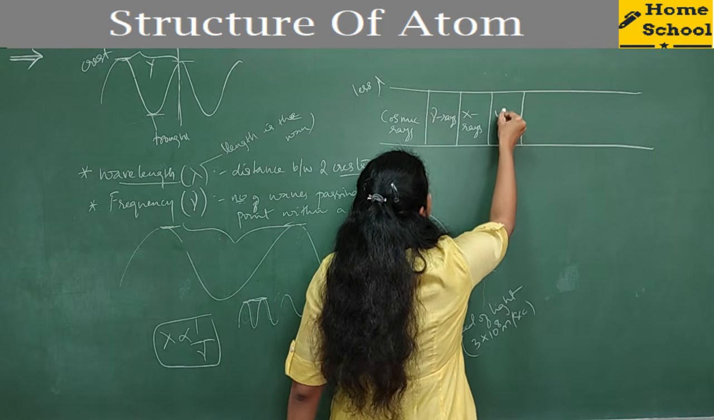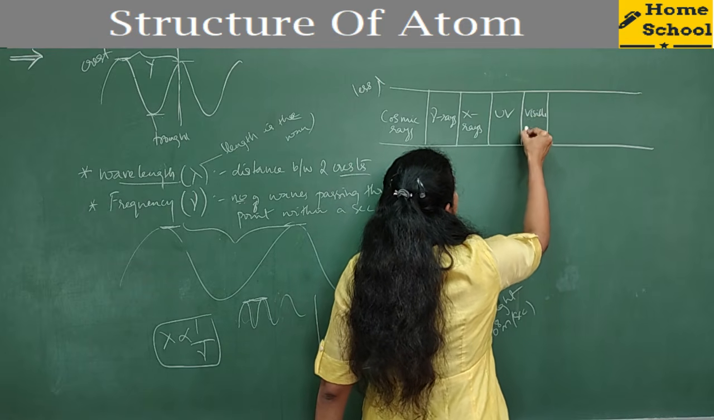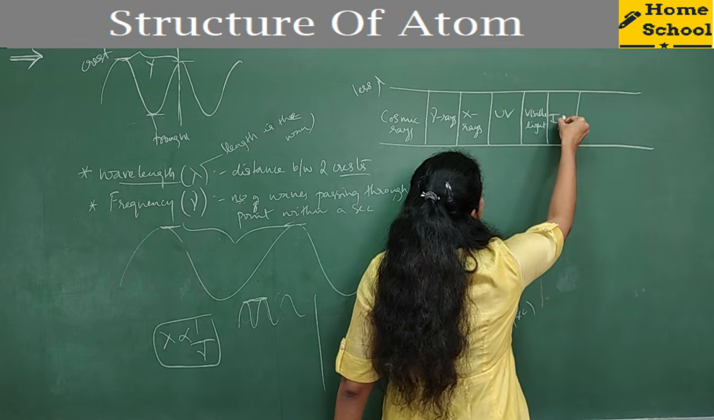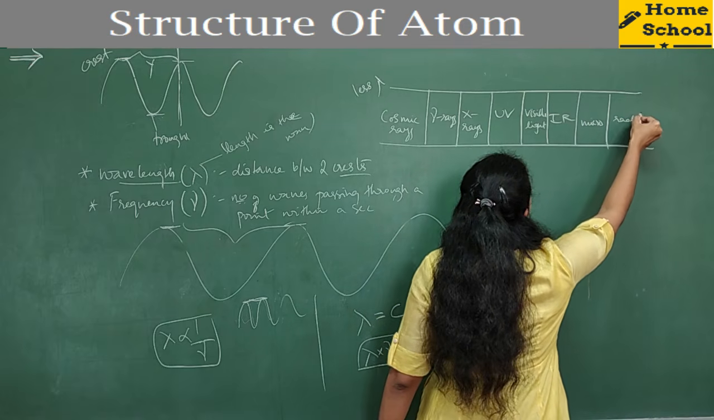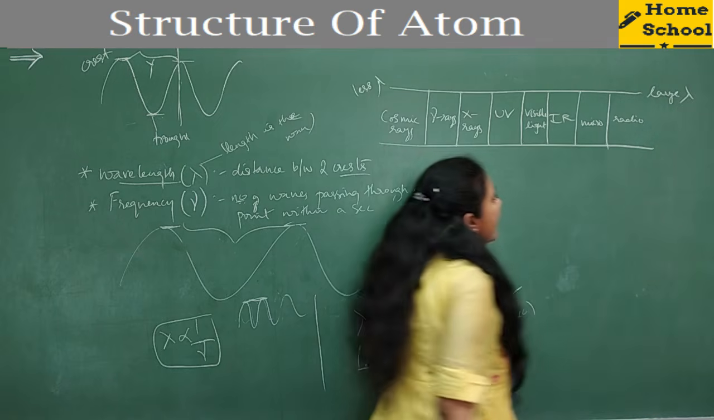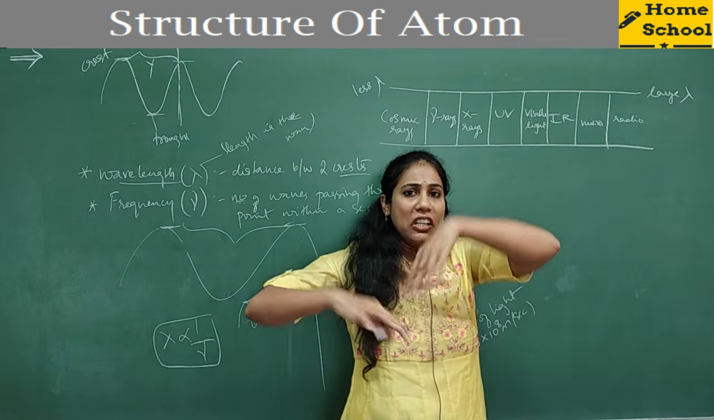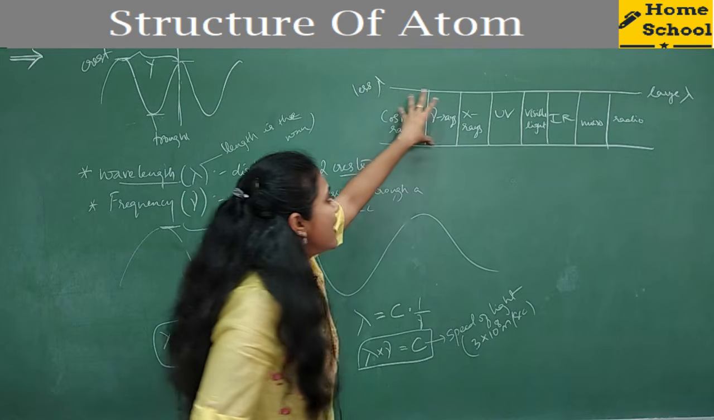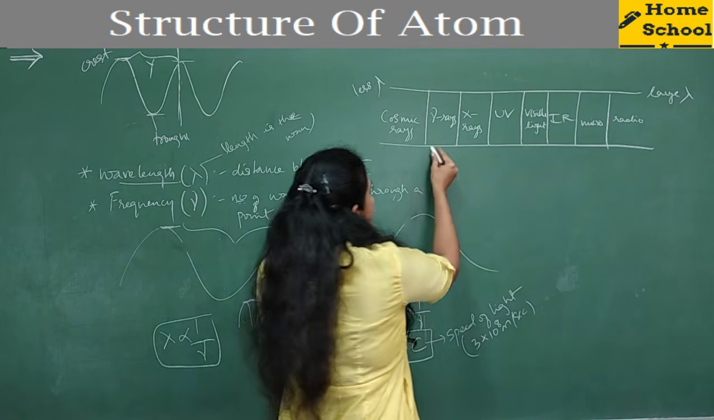After that, UV radiation. After that, visible light, and later IR radiation, microwaves, and finally radio waves. Radio waves have very large wavelength. The waves of radio radiations are very long. The longer waves will transmit in the atmosphere, and the cosmic rays, gamma rays, X-rays and all will have very less wavelength.